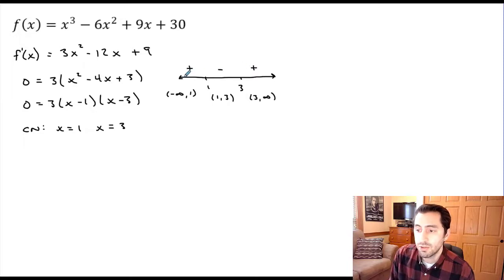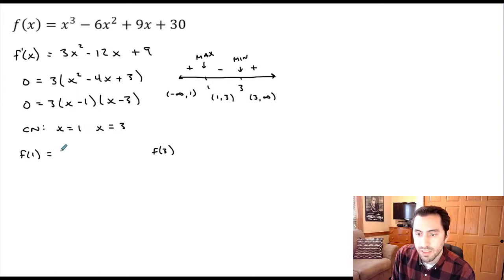So when my function goes from increasing to decreasing, this is going to be a local max. And when I go from decreasing to increasing, here we're going to have a local minimum. And why don't we just evaluate these so we can specifically see what the points are going to be for our maximum and minimum. So we need to know f of 1, and we also need to know f of 3.